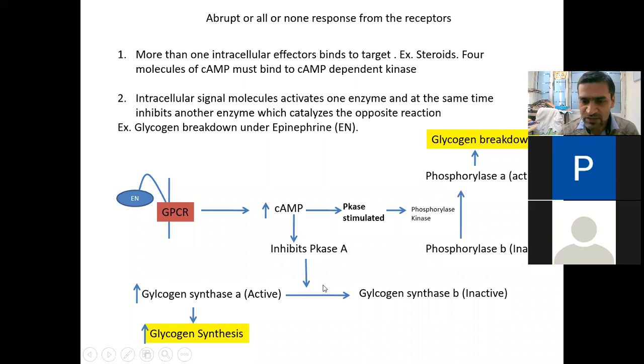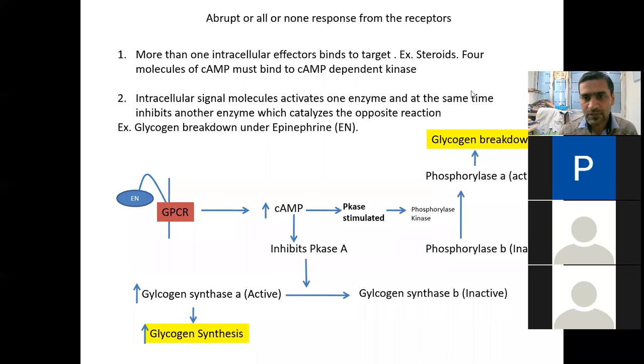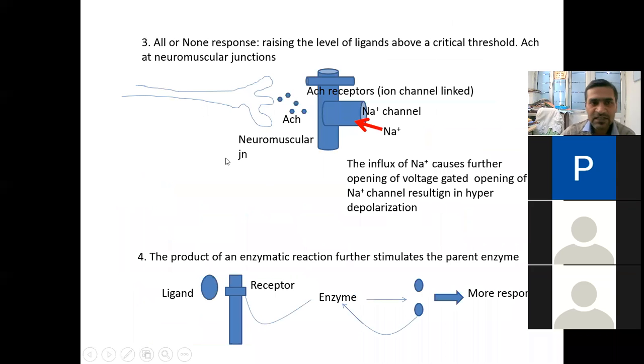So when we look at these two reactions, we see that the two inverse reactions are actually regulated by this enzyme. At one end, it stimulates the enzyme, and on the other side it inactivates the enzyme. So when this type of relation is there, then so this is the second point, second reason. And the third reason is that all-or-none response, raising the level of the ligands above a critical threshold.